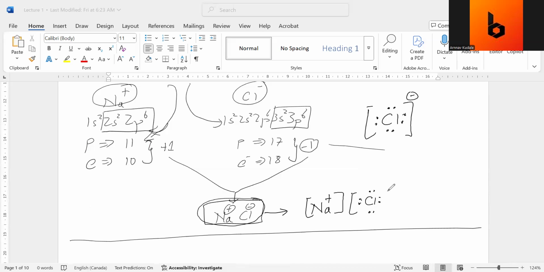Although I'm making the pairs this way, that is not the rule. The rule of writing the Lewis symbol is what? You write the symbol of the element and then you go clockwise or anti-clockwise to fill the electrons.